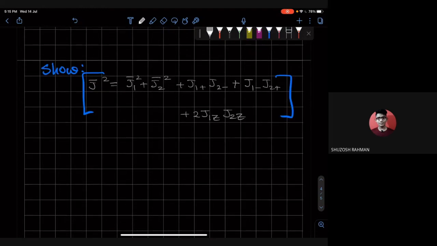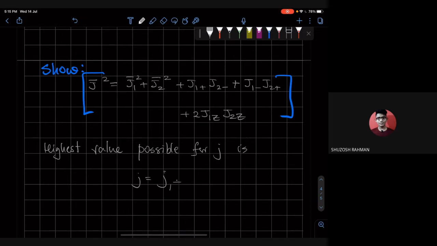So, and then, we make a conjecture. Our conjecture is that the highest value possible for J is when J is given by J1 plus J2, okay? And let's see if we can get sensible results out of that, all right?